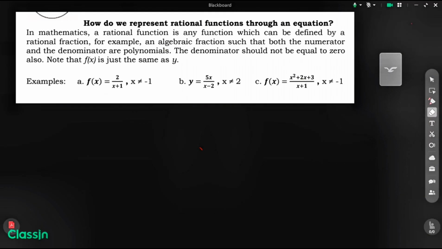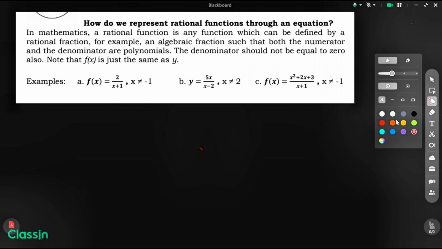Alright, I'm back. So for today, we are going to represent rational functions through an equation. In mathematics, a rational function is a function which can be defined by a fraction. When we say fraction, it has a numerator and a denominator. For example, an algebraic fraction such that both the numerator and the denominator are polynomials. So it could be monomial, binomial, trinomial, or multinomial.